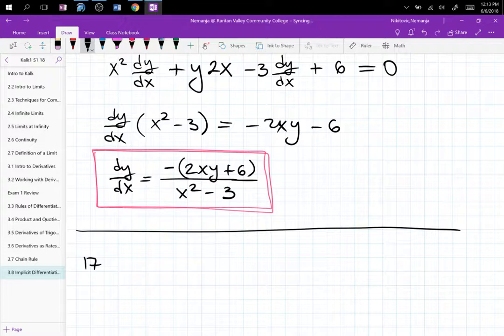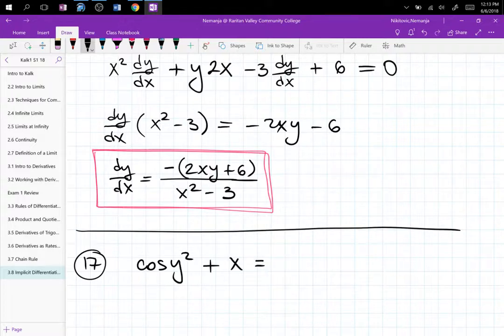Yeah, I know you can do this and look at the answer, but let's just do it. Cosine y squared plus x equals e to the y. So let's find the derivative of this with respect to x.